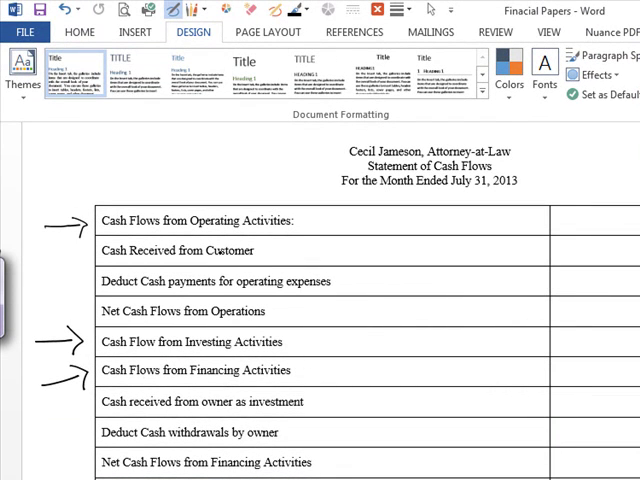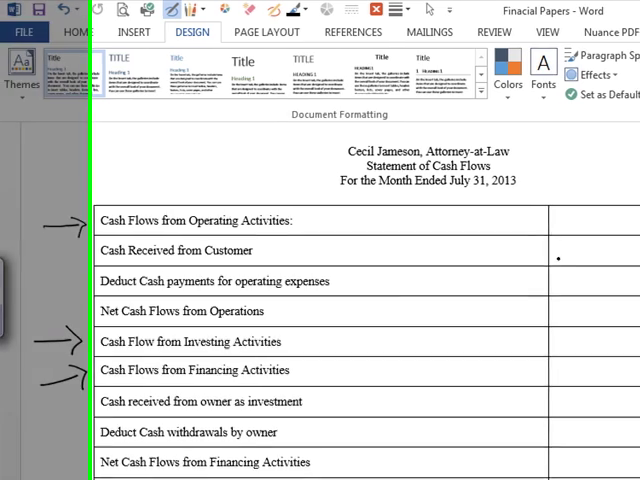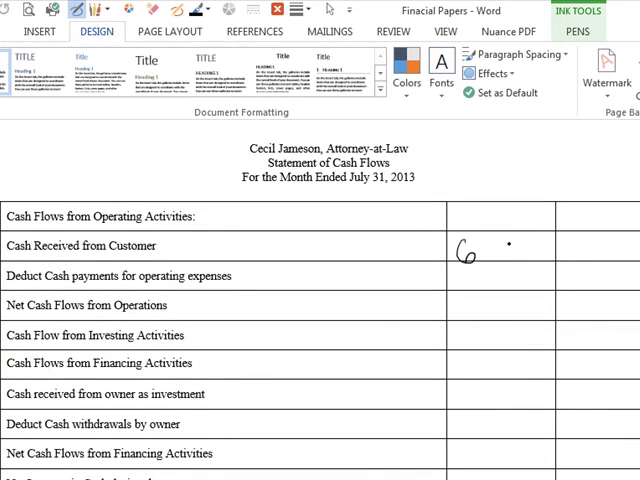Now, cash received from customers. We need to go and look at the transactions and determine how much did the customers actually give us in cash. And we can see that on transaction A, customers gave us $3,928. Then on transaction G, customers gave us another $3,000 or paid us. Doubt seriously they're giving it to us. So we want to list this. Cash received from customers, $6,928. That's the $3,928 plus the $3,000.